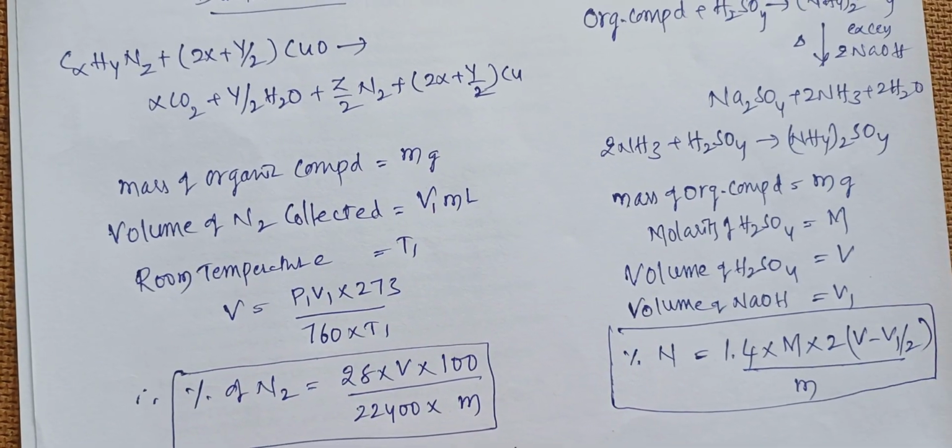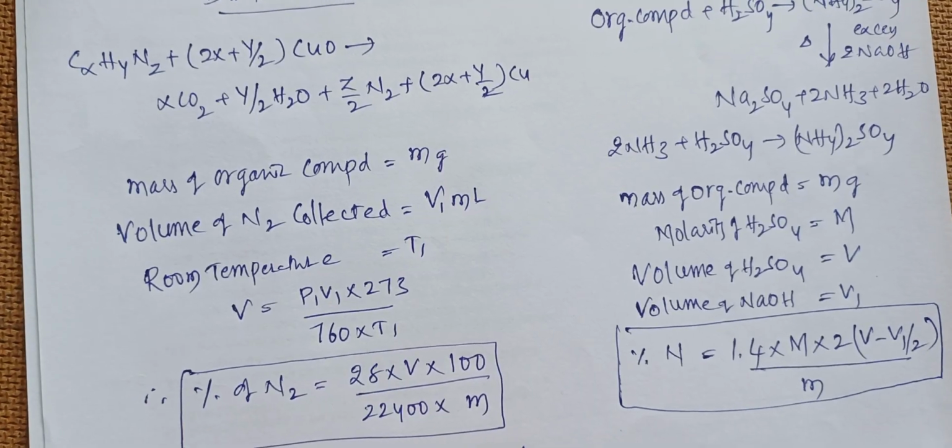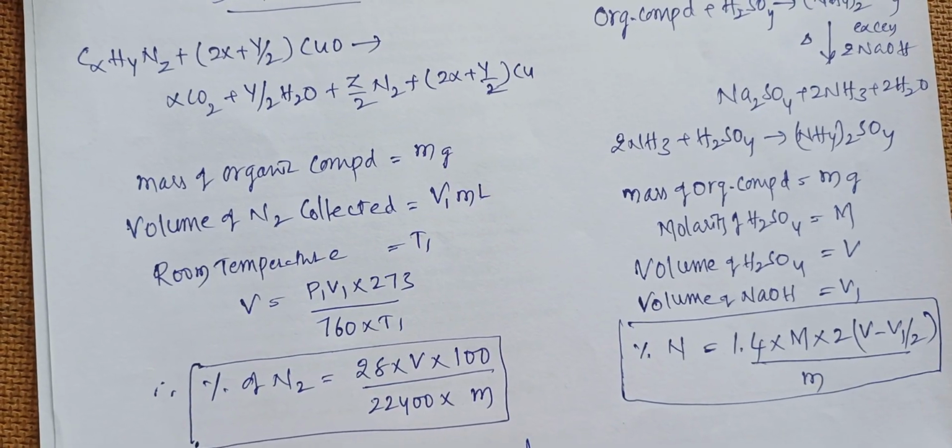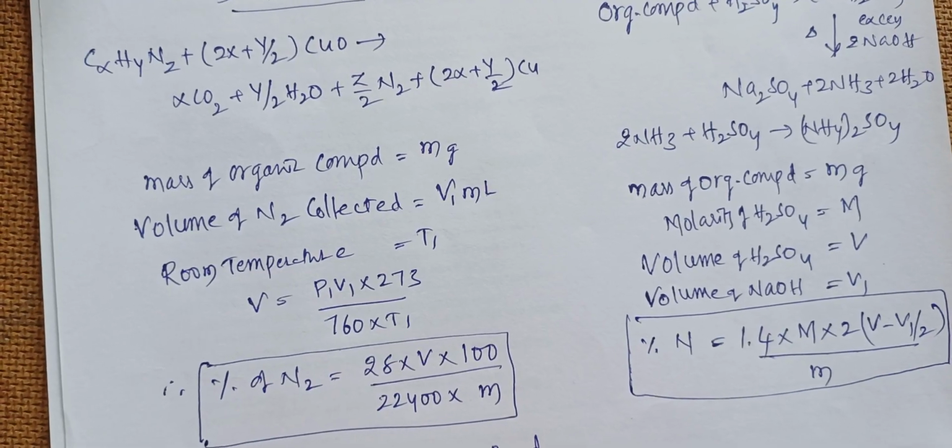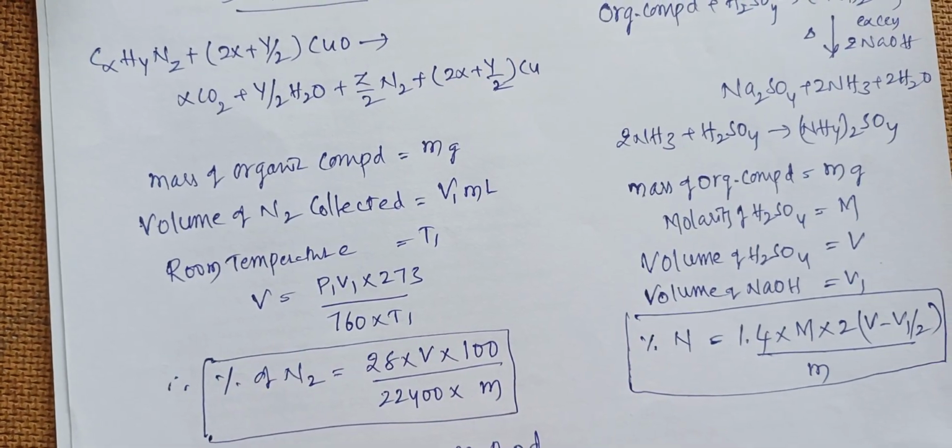So here what is m? m is the mass of the organic compound taken. What is V? V is the volume of nitrogen at STP conditions, right? So this is one very important method, the Dumas method.